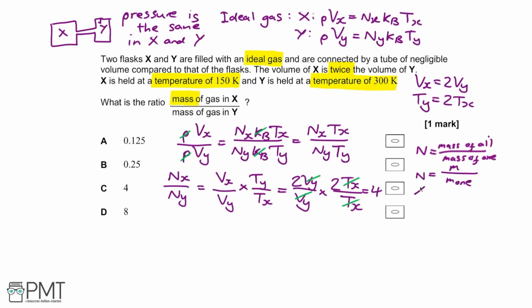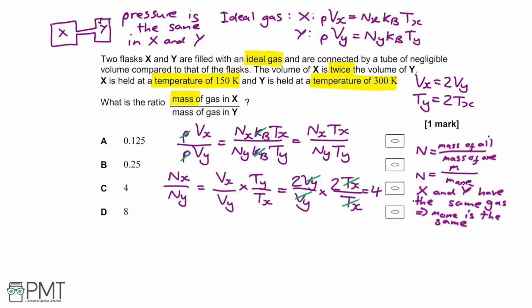Now, because X and Y have the same kind of gas in them, which they don't state explicitly, but we're just told that it's filled with an ideal gas, so there would be no reason to assume that they're different gases, given that they say ideal gas singular. So we know that m1 is the same.